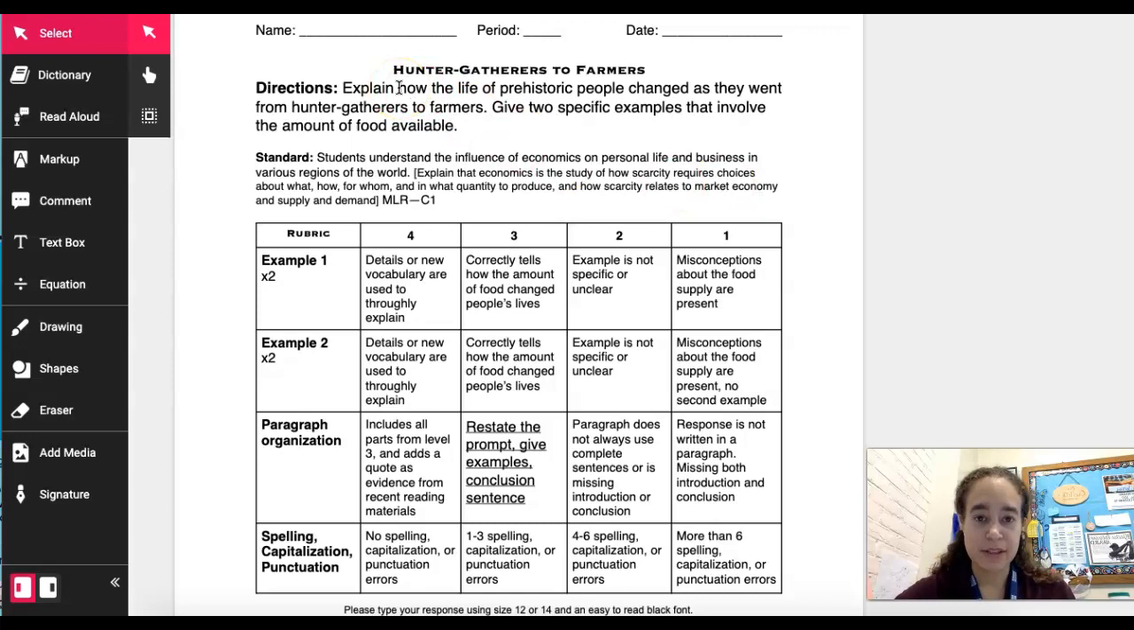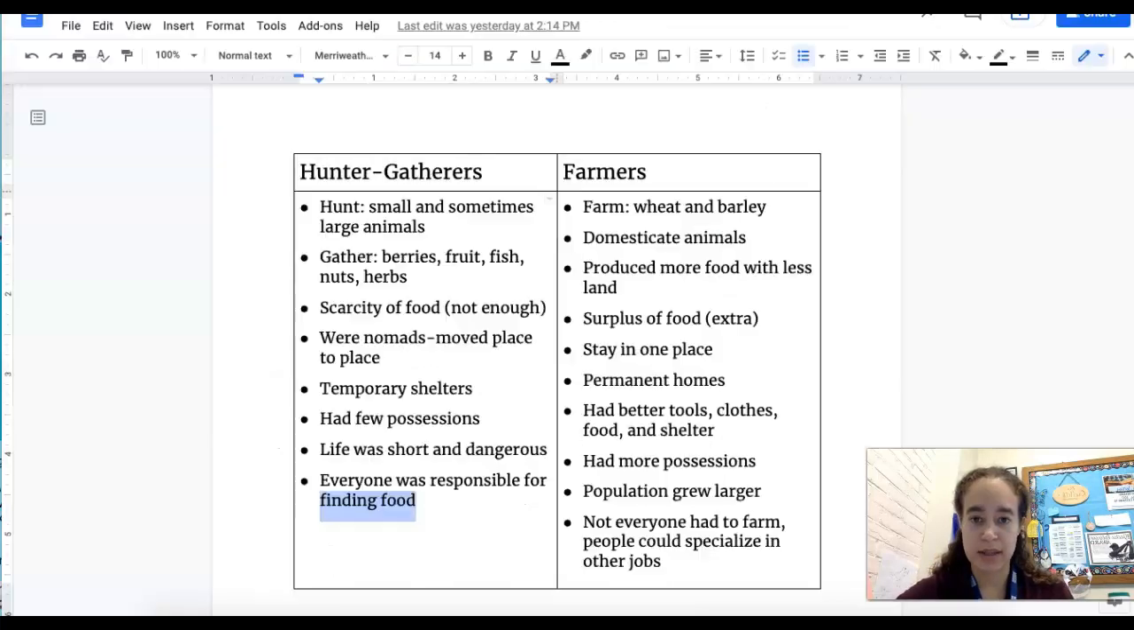So if you have questions, refer back to your notes. Okay, these hunter-gatherers and farmers notes and the hunter-gatherers farmers video that I've made separate to review these two notes. See your social studies book, but then don't be afraid to ask or send me an email if you have more questions.